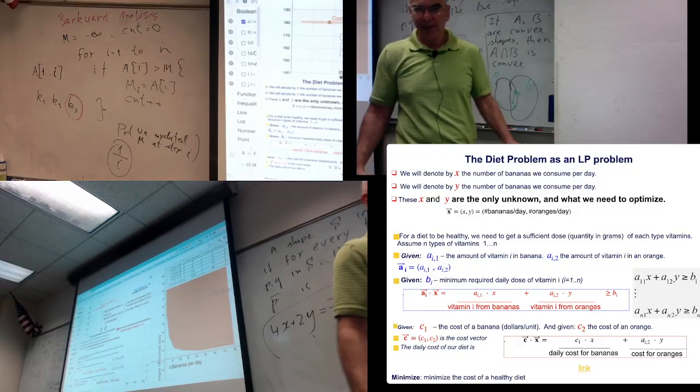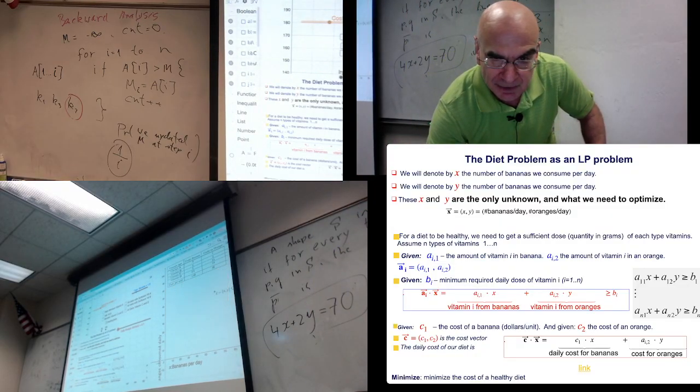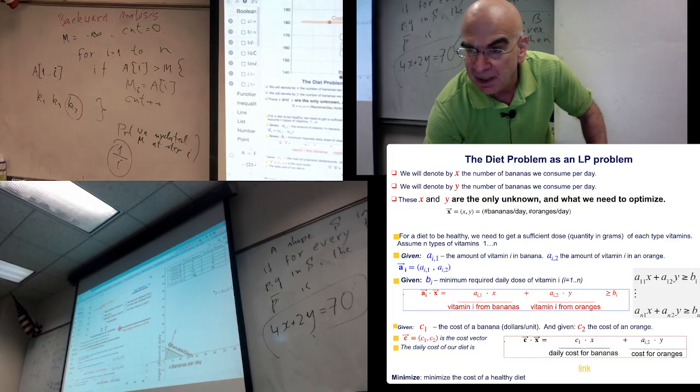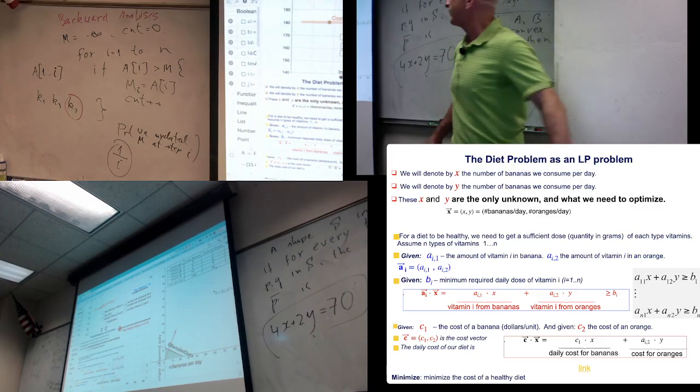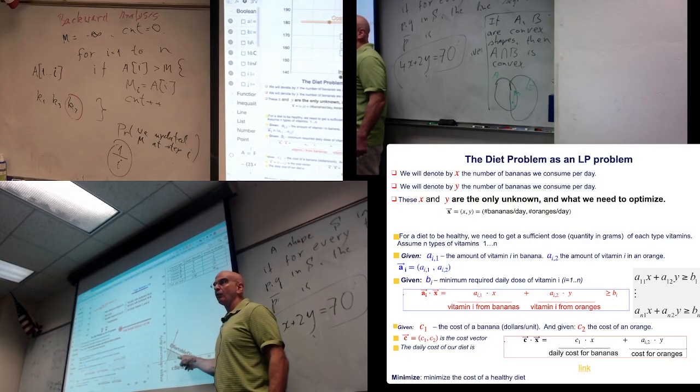So far, I didn't say anything about the cost. Let's turn off the diet for a second, and let's start to increase our budget. Now I'm saying that my budget is $37, and by the way, the cost of a banana is 1.6, cost of an orange is 3. Where do I have diets that I can afford?